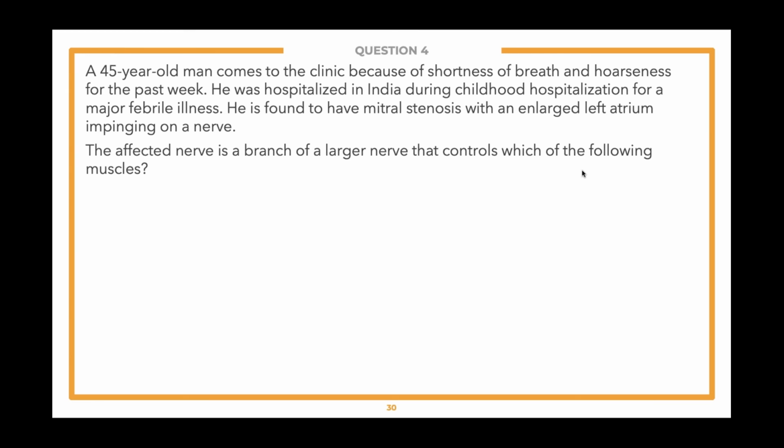Let's take a look at that vignette. A 45-year-old man comes to the clinic because of shortness of breath and hoarseness for the past week. He was hospitalized in India during childhood for a major febrile illness. He is found to have mitral stenosis with an enlarged left atrium impinging on a nerve. The affected nerve is a branch of a larger nerve that controls which of the following muscles? Paris.